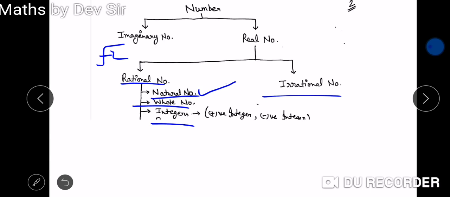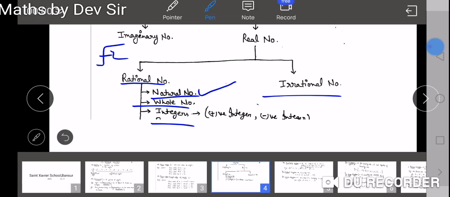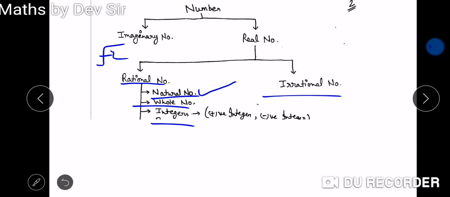So real number, you can see by this chart, is a combination of rational numbers and irrational numbers. So in real numbers, rational numbers are also included and irrational numbers are also included. Now let's talk about rational numbers. And first is natural number.